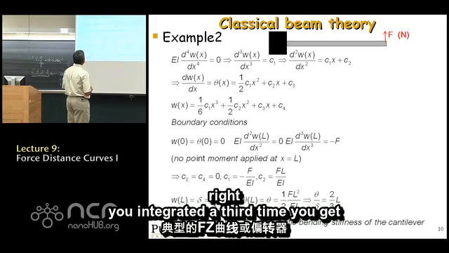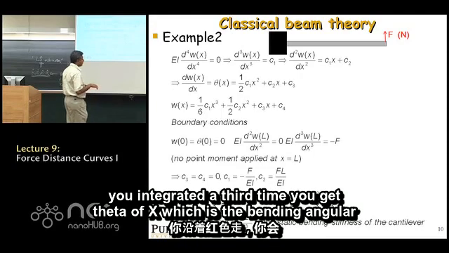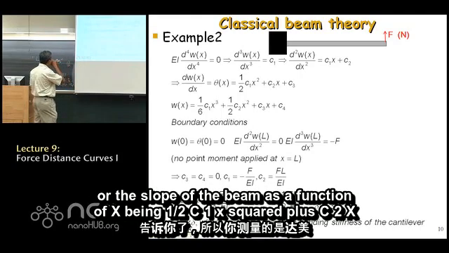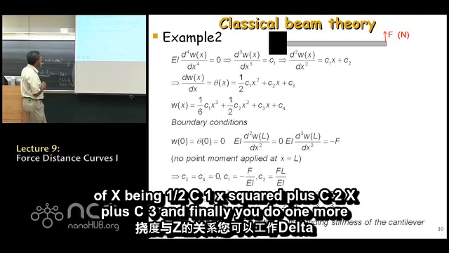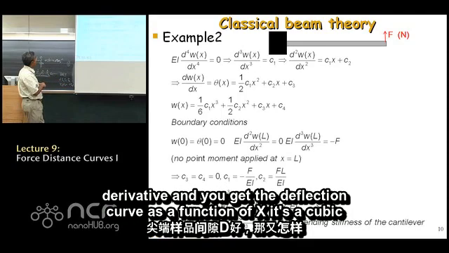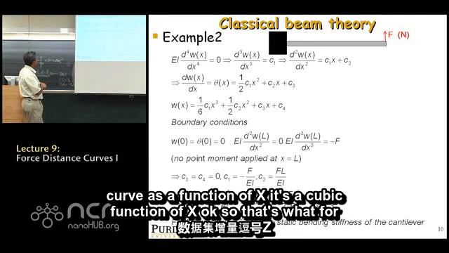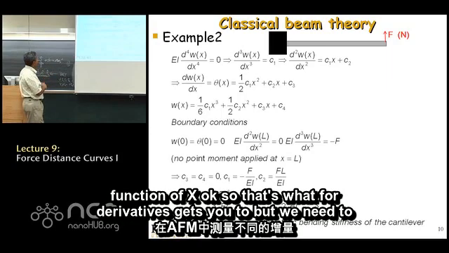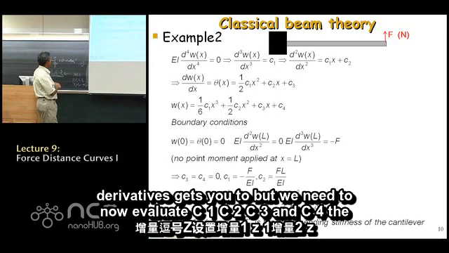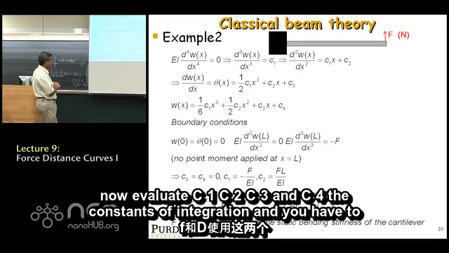You integrate it a third time, you get theta of x, which is the bending angle or the slope of the beam as a function of x, being 1/2 c1x squared plus c2x plus c3. And finally, you do one more derivative and you get the deflection curve as a function of x. It's a cubic function of x, okay? So that's what 4 derivatives gets you to. But we need to now evaluate C1, C2, C3, and C4, the constants of integration.